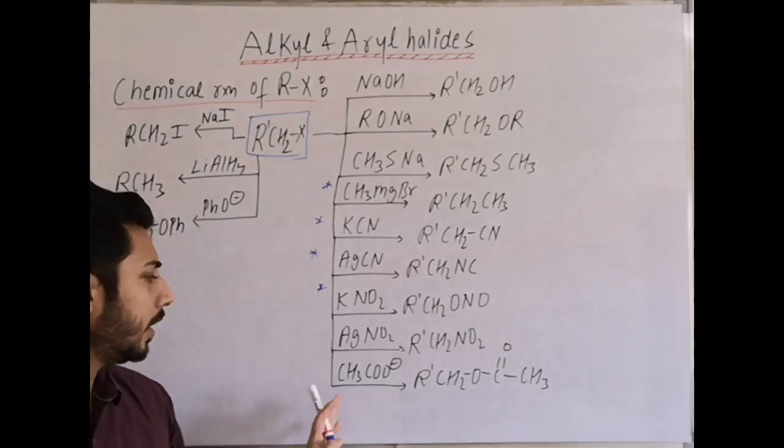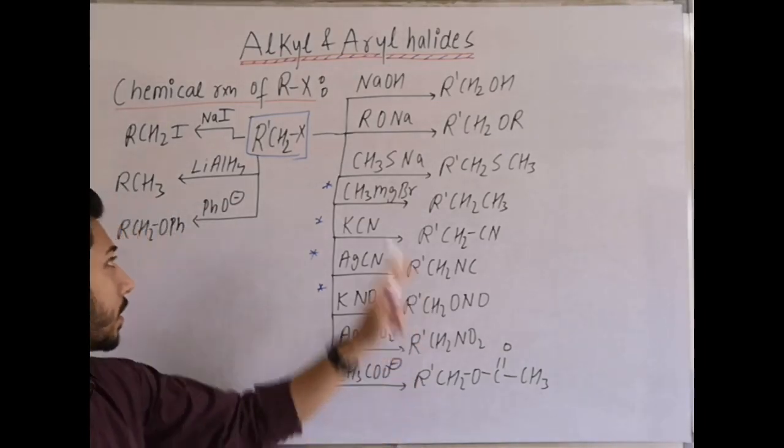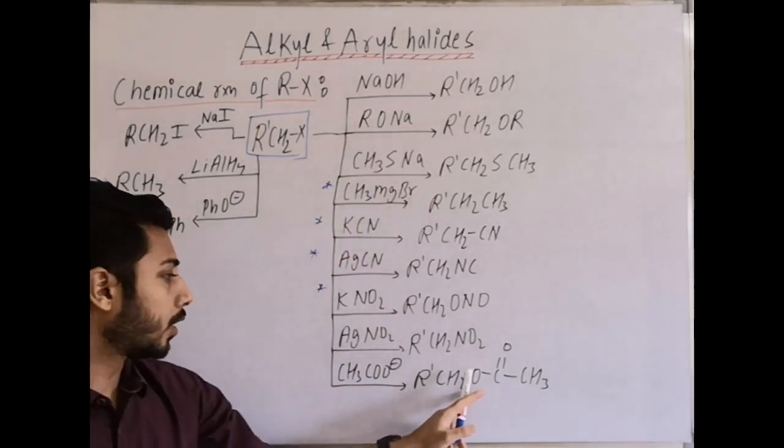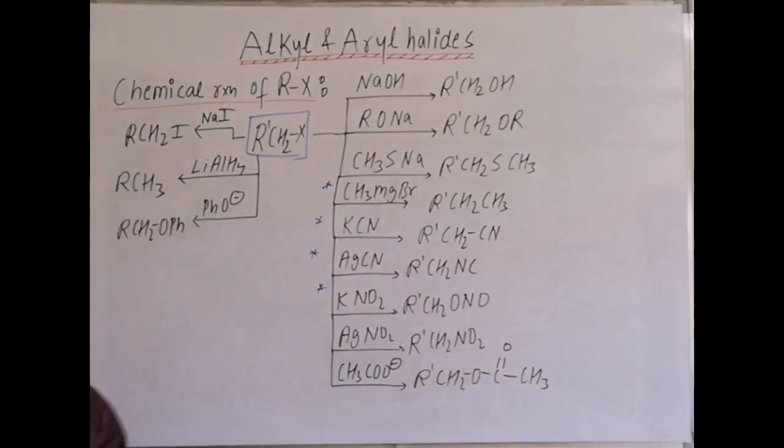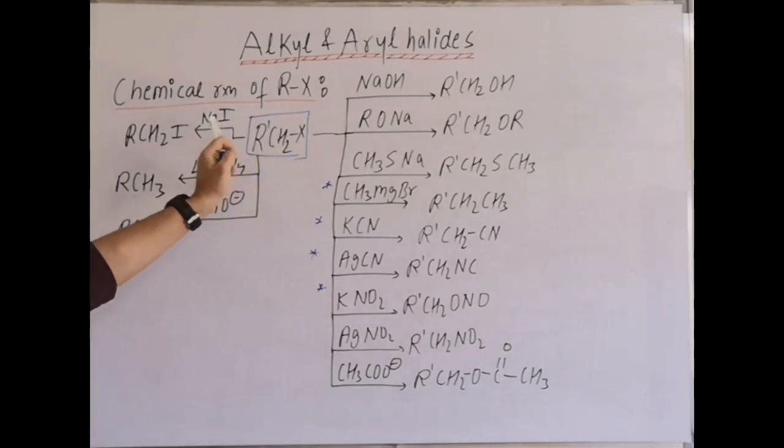Then next is a carboxylate ion, normally. O minus attacks there, X minus leaves and we get OCOCH3. That means an ester is formed. Then the next reaction is with NaI in acetone.